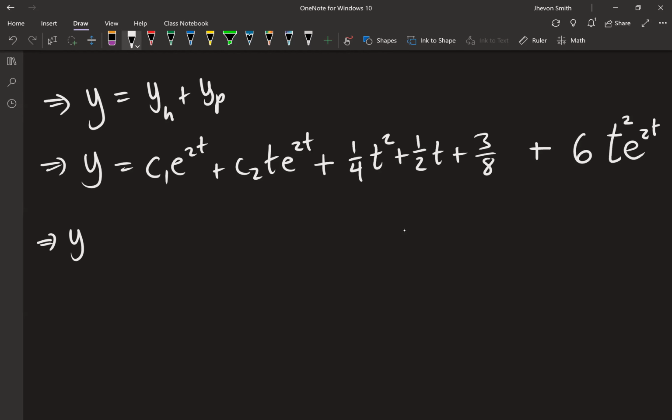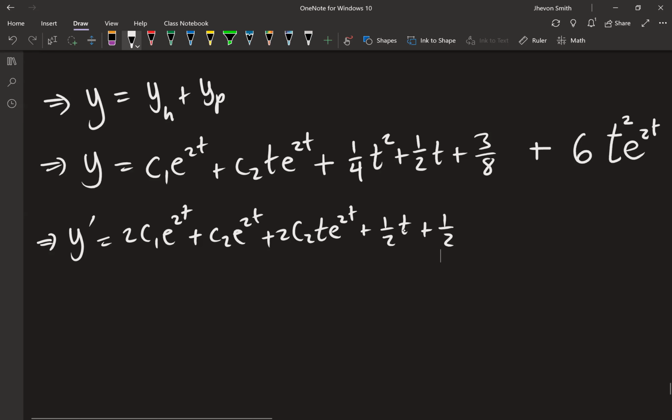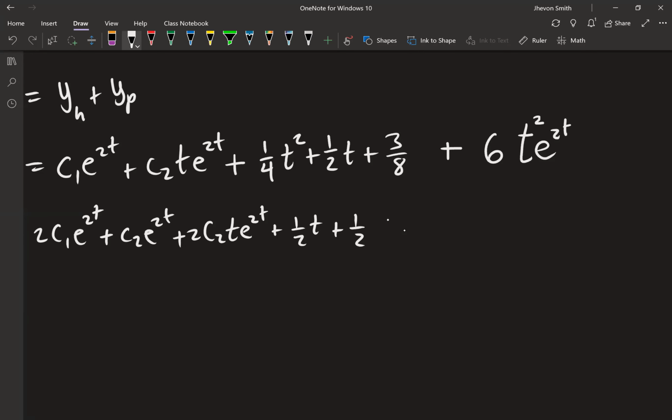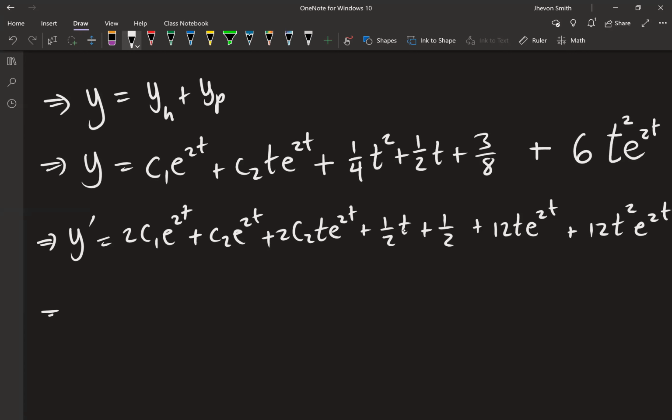This means, of course, y prime is going to be 2c1 e to the 2t plus c2 e to the 2t plus 2c2 t e to the 2t plus a half t plus a half plus 12t e to the 2t plus 12t squared e to the 2t.